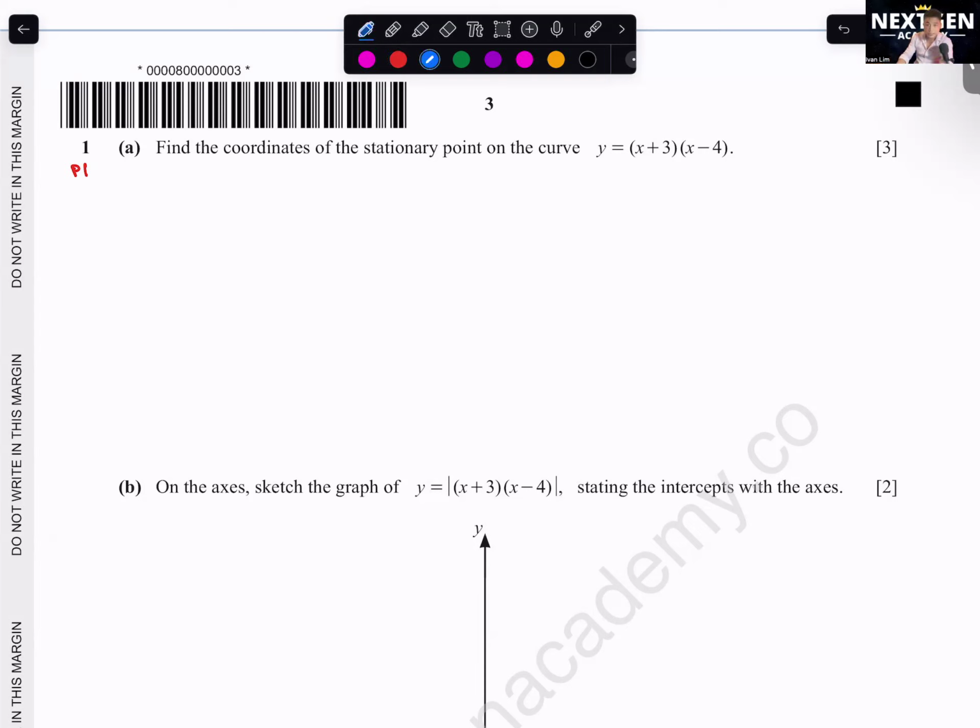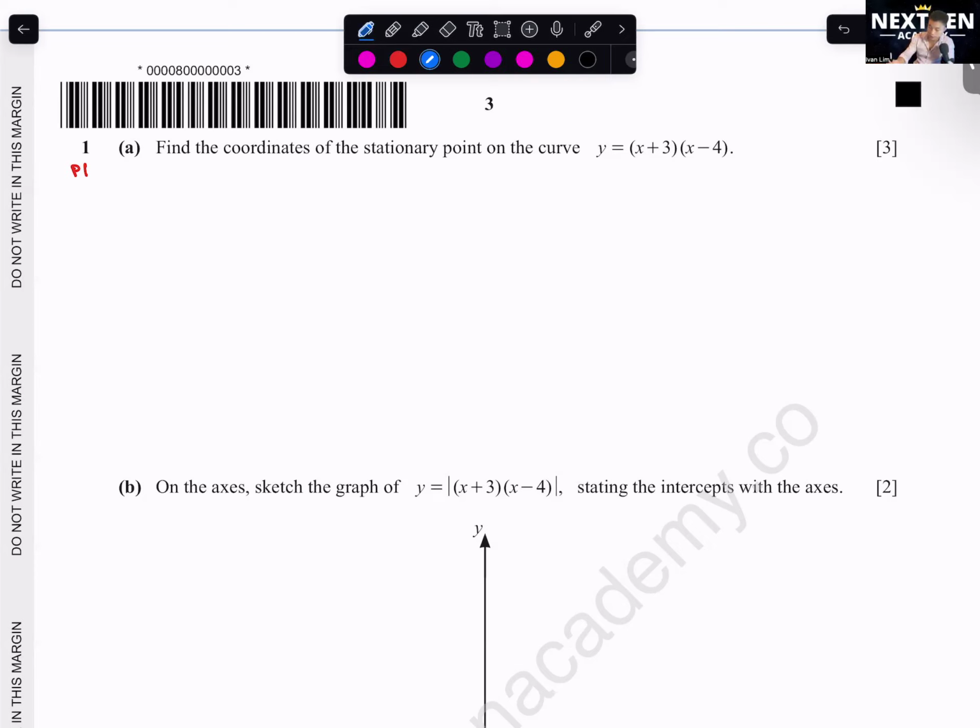What is a stationary point? The meaning of stationary point is dy/dx equals 0. However, for this question you can do another alternative way, because this is a quadratic equation. Your stationary point will be your maximum or minimum point, which is the midpoint of the roots. But you have already learned differentiation, so just use differentiation. I think it will be much easier here.